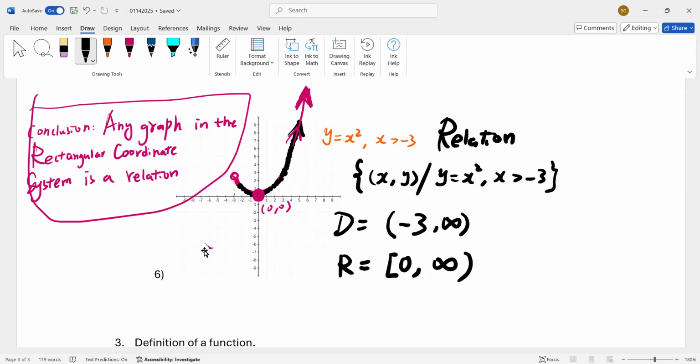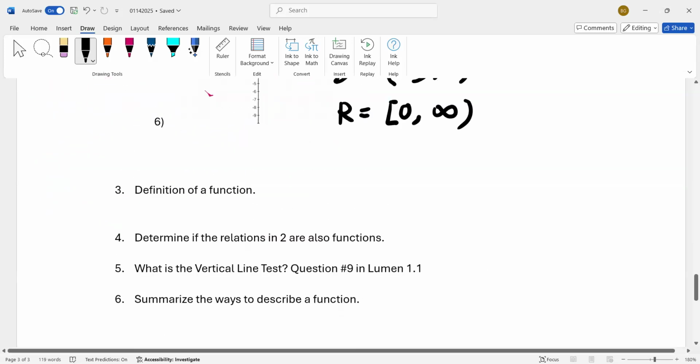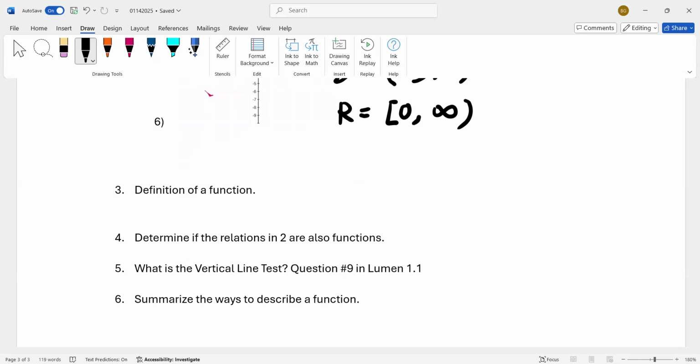And the focus of this section is what is a function. So now finally, we're going to give you the definition for a function. Let me write down the definition for function. Use red color.